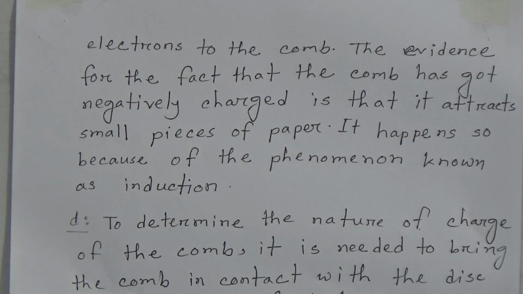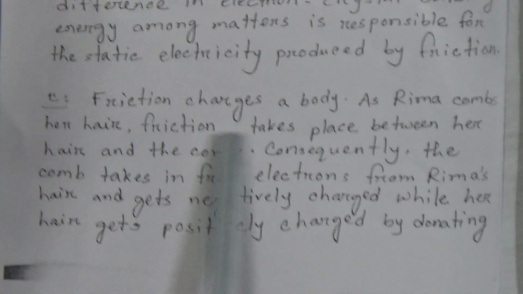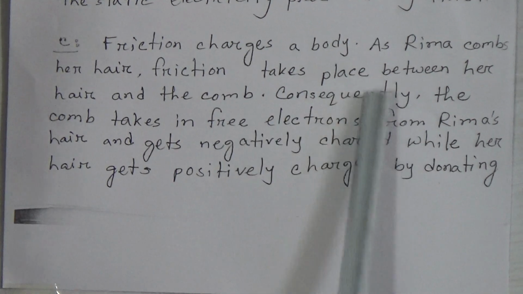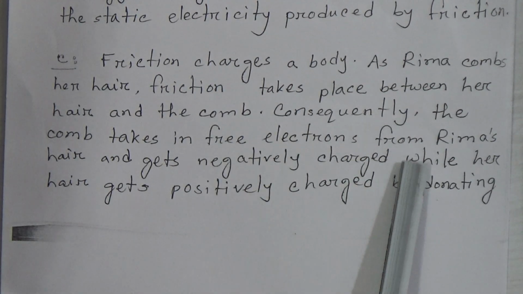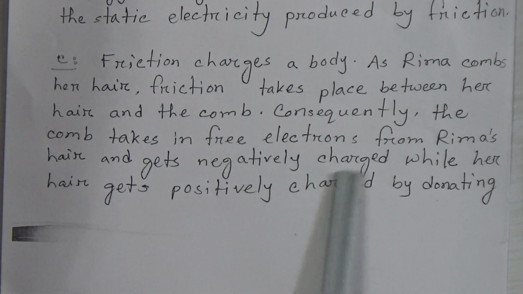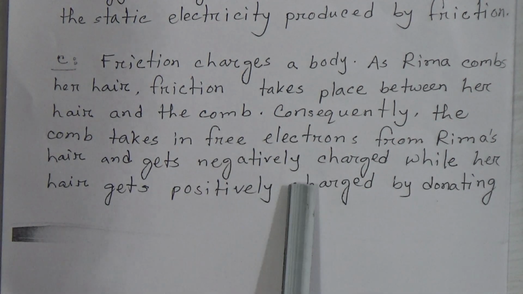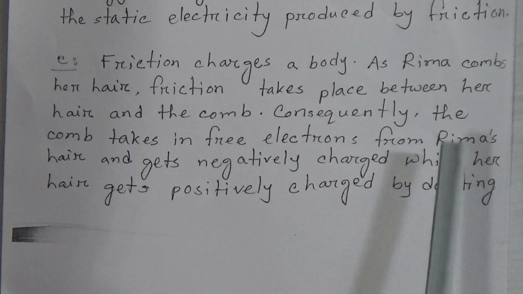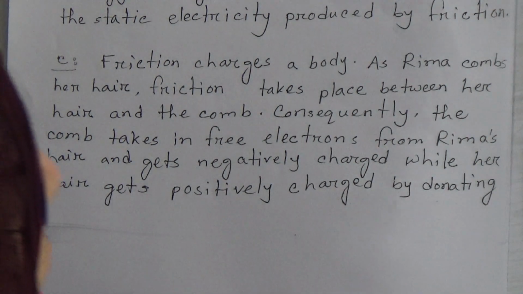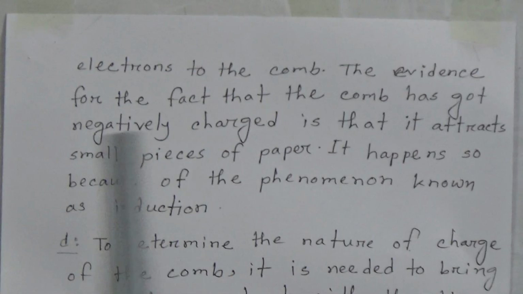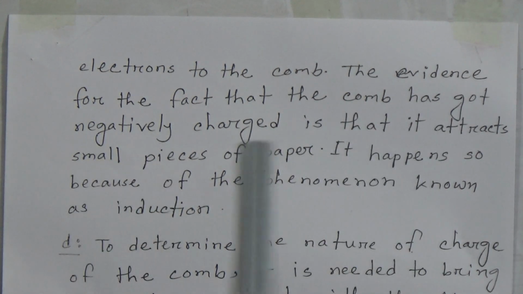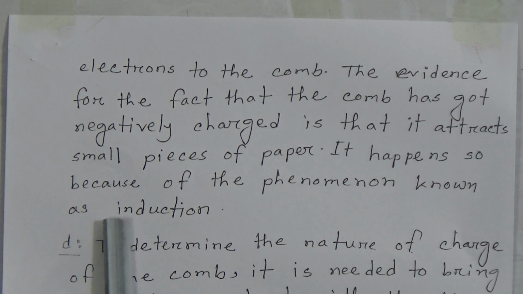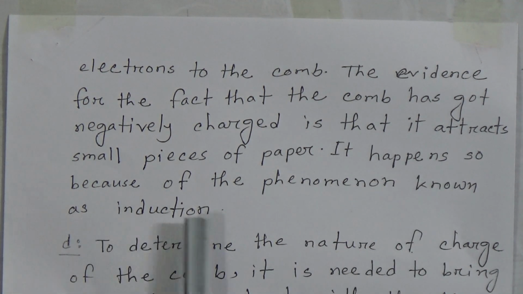I repeat, due to friction charges a body, and as Rima combs her hair, friction takes place between her hair and comb, and consequently the comb takes in free electron from Rima's hair and gets negatively charged. On the other hand, Rima's hair gets positively charged by donating electron to the comb. And the evidence for the fact that the comb has got negatively charged is that it attracts small pieces of paper, and it happens so because of the phenomenon known as induction.